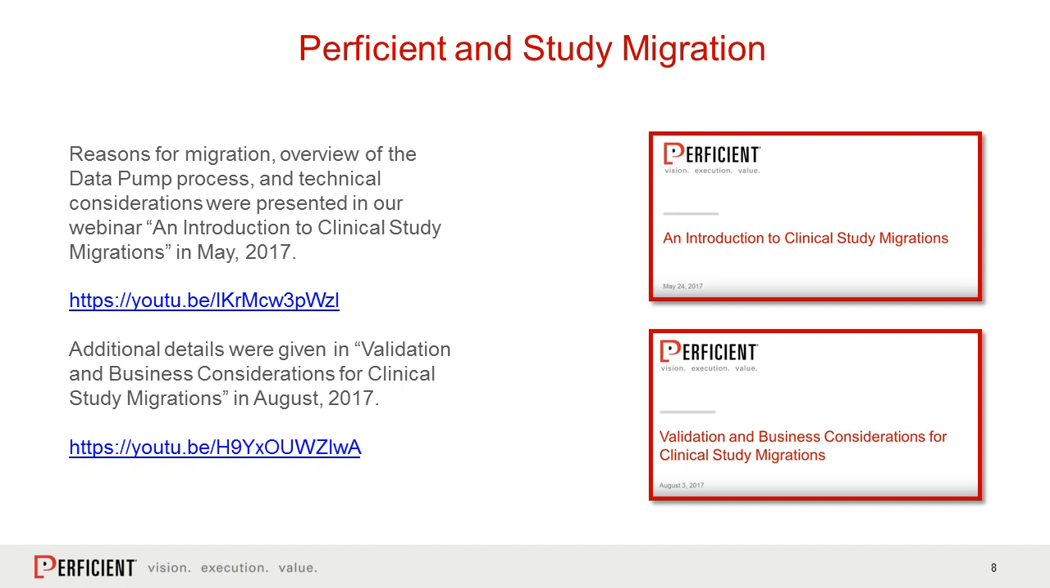So I mentioned we had a couple other webinars this year. The first one was in May, where we went over just this whole general concept, talked about both the business considerations and also some of the technical bits. And then we had kind of a deep dive in August where we talked about the business and validation considerations. And today we're doing the details of the technical process.